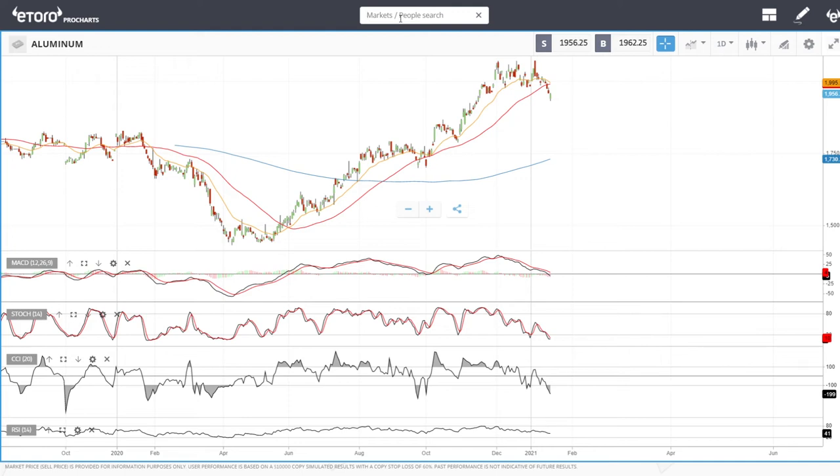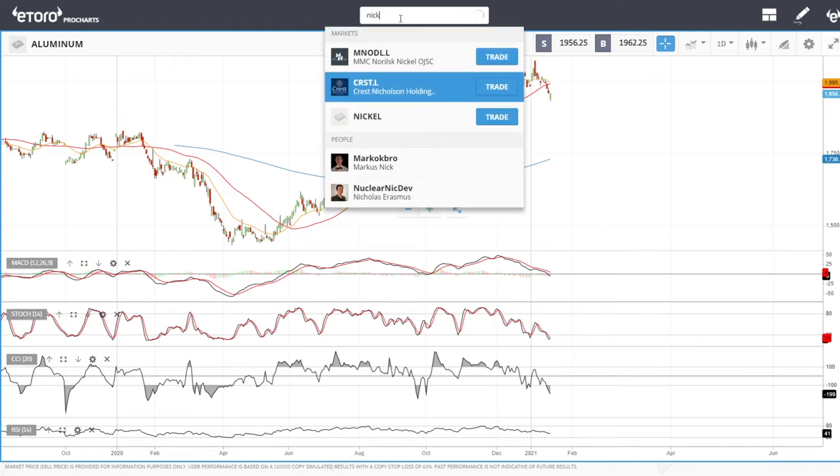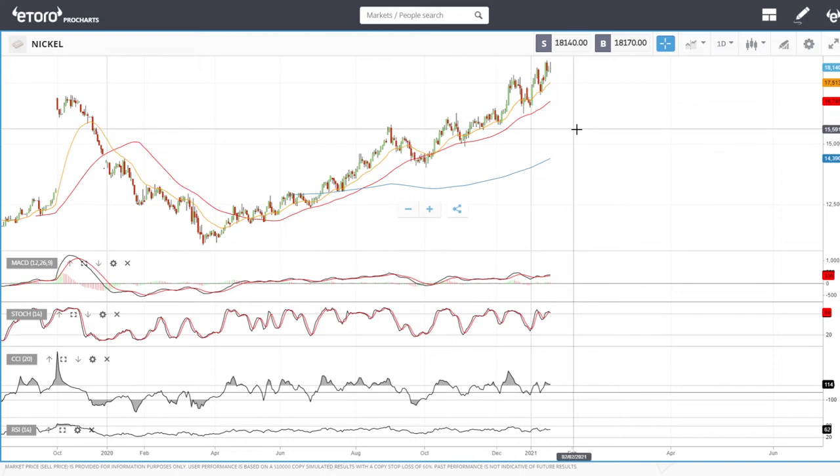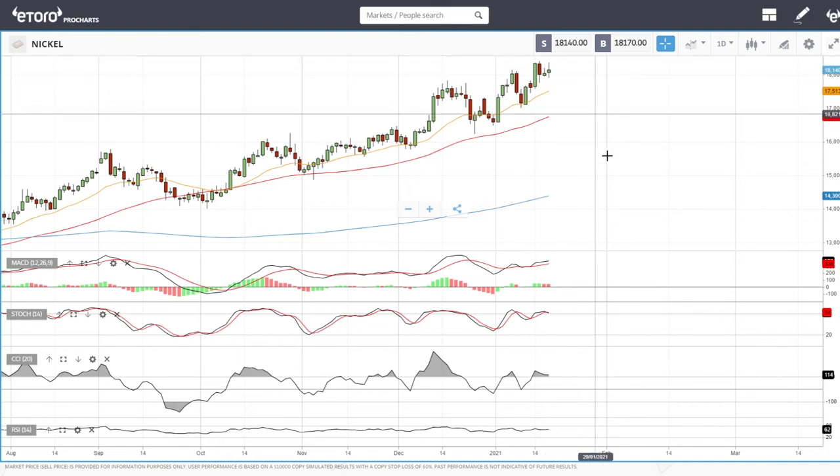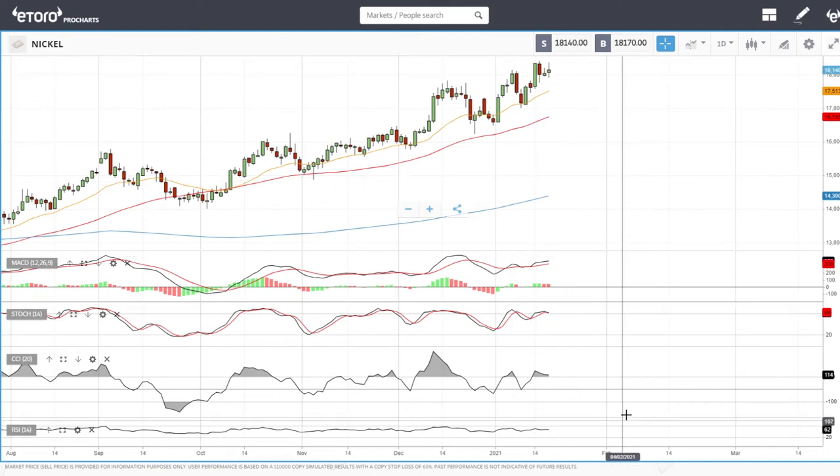So let's look at nickel. So nickel rallied up towards the previous highs here of 18,358 and then gave most of those gains back. Technical indicators, they are either bearish or flat at this point. RSI is flat, the CCI is flat, the stochastic is bearish, and the MACD is fairly flat at this point.